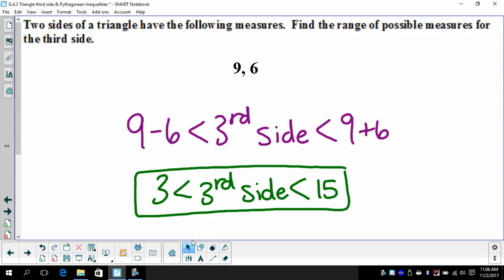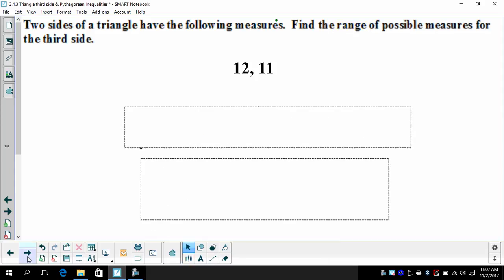And again, we keep seeing this word range every time we're asking for the range of the third side. So that means you should have a number that it's bigger than, which is 3, and a number that it's smaller than, which is 15. So go ahead and pause here and find the range of possible measures for a triangle that has sides 12 and 11.